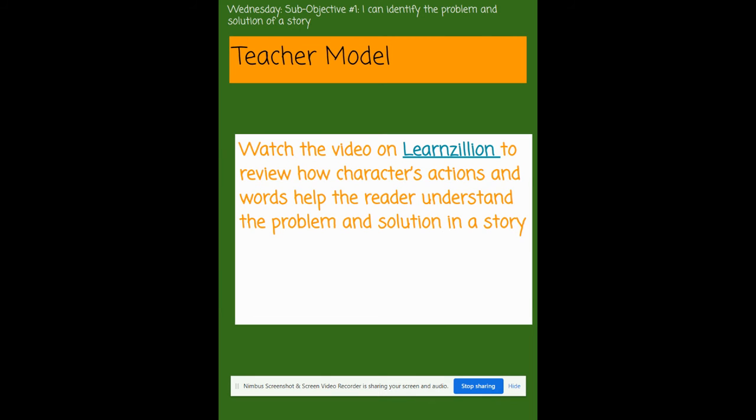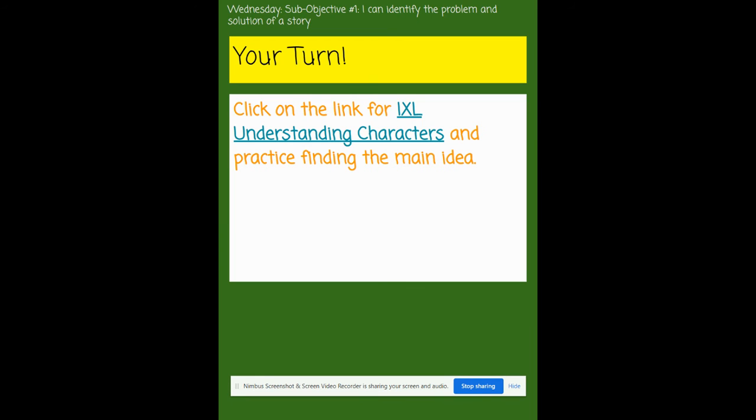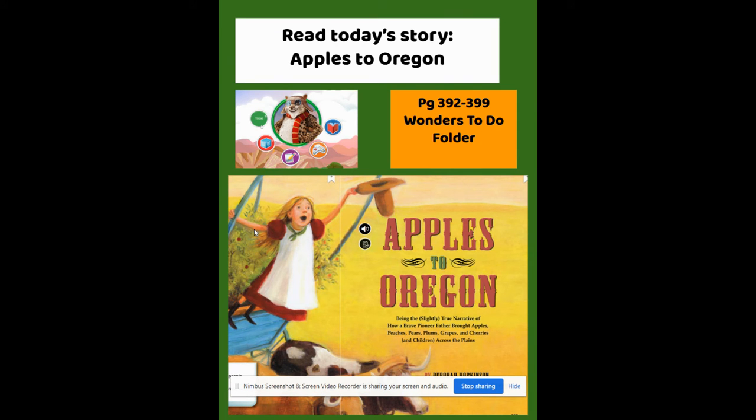So what you're going to do is you're going to watch the Learn Zillion video. Just click on the link. We're going to review characters' actions and how the words help the reader understand the problem and solution. And then you're going to do a little practice on IXL. Once you have that, you're going to reread Apples to Oregon.